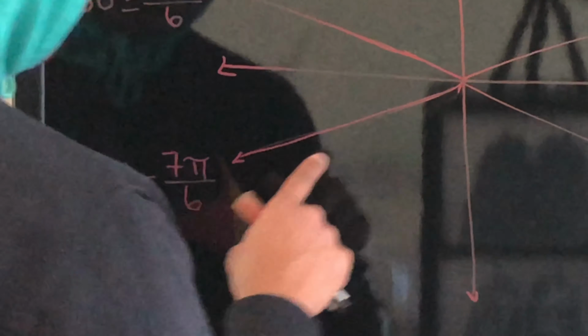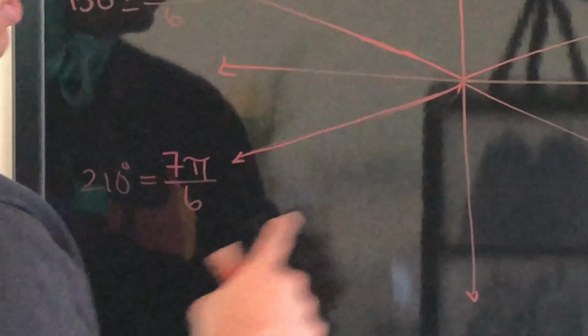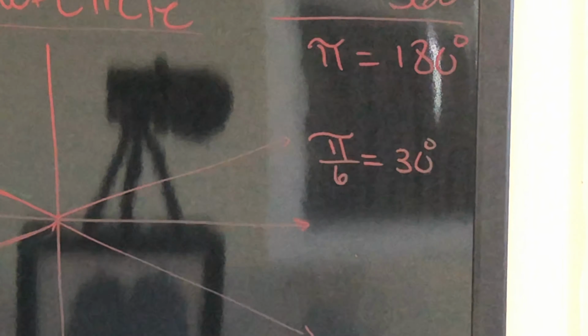The next one here is 7 pi over 6. Pi over 6 equals 30. Take 30, multiply it by 7, you get 210.